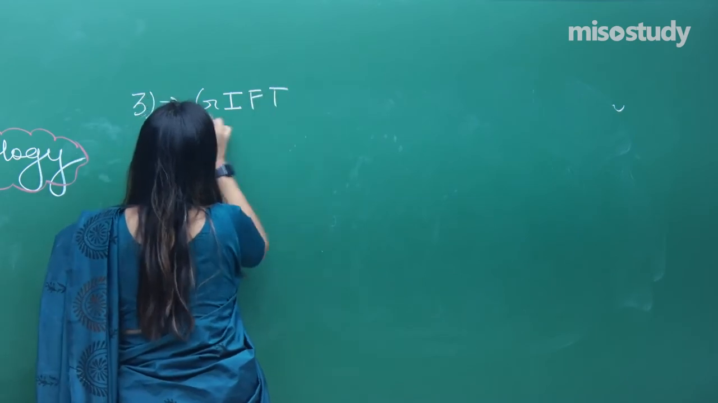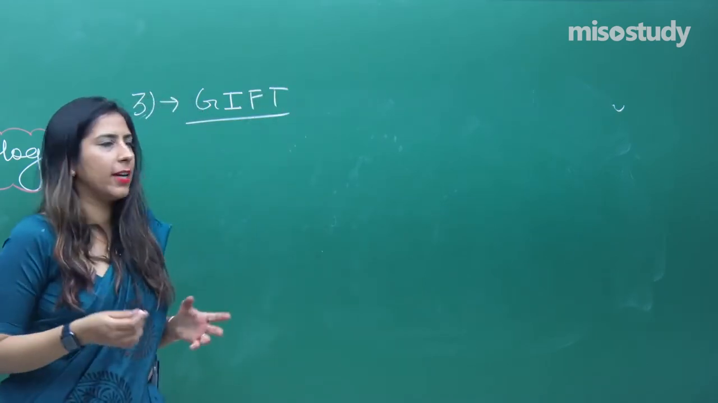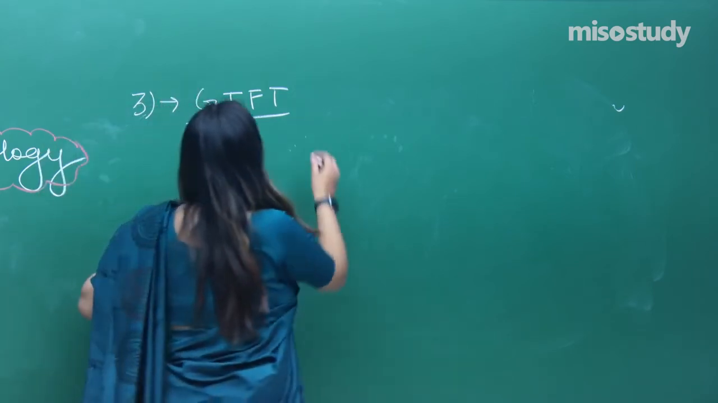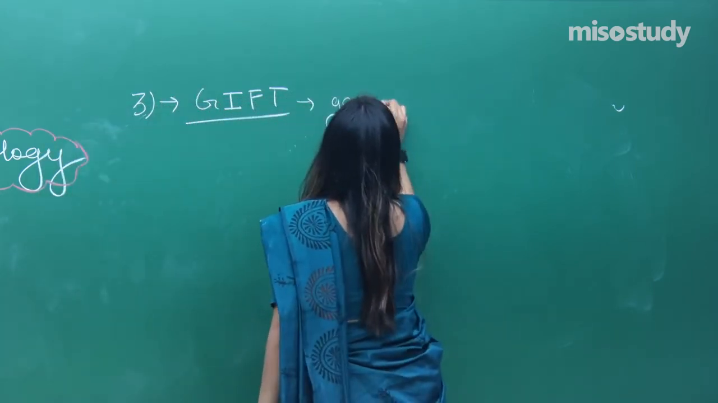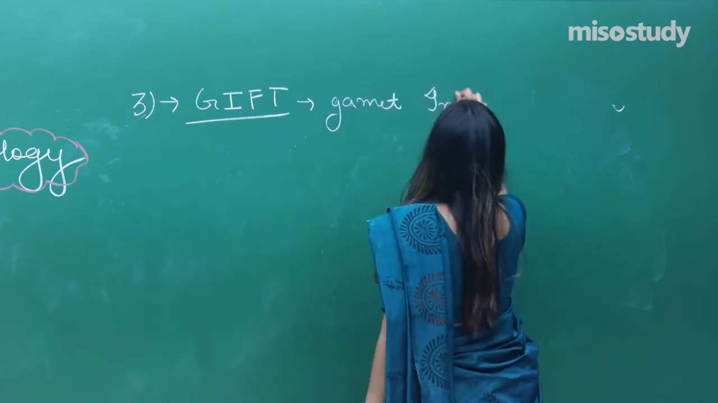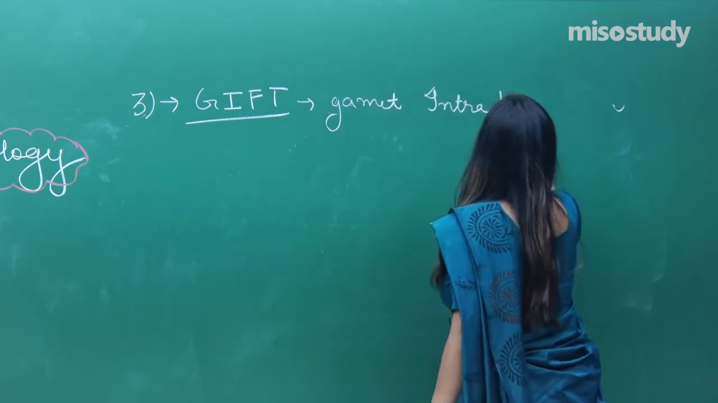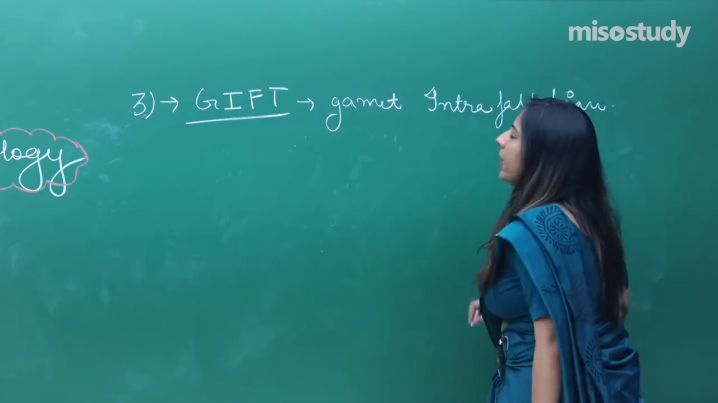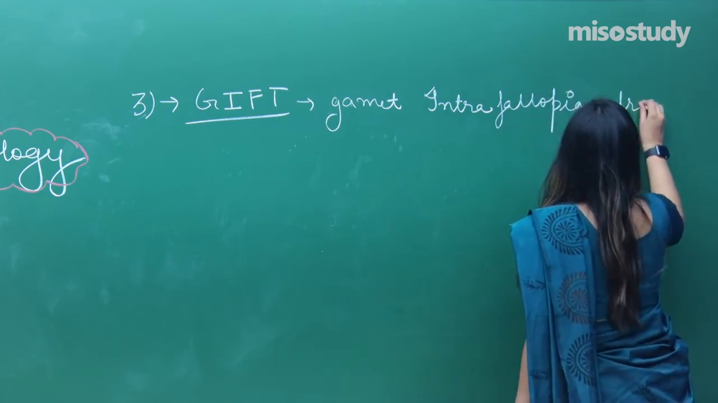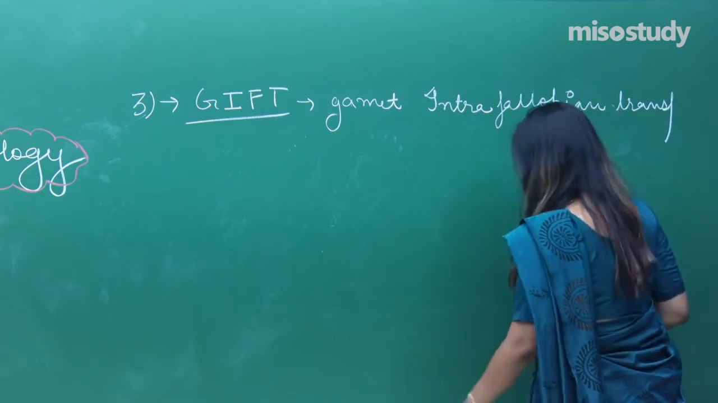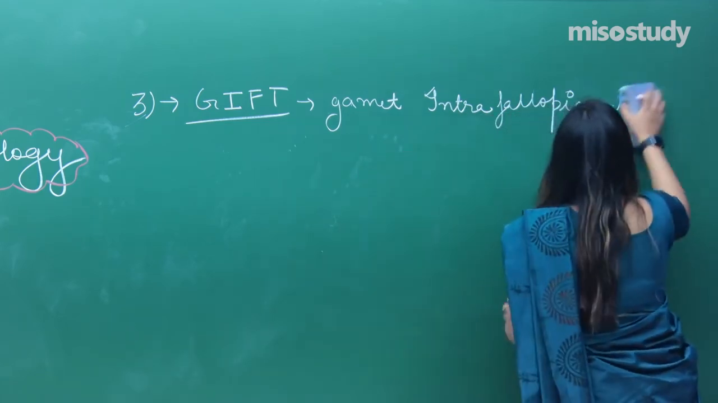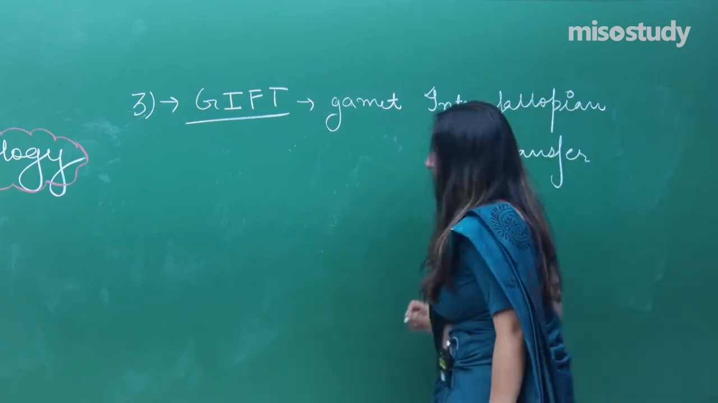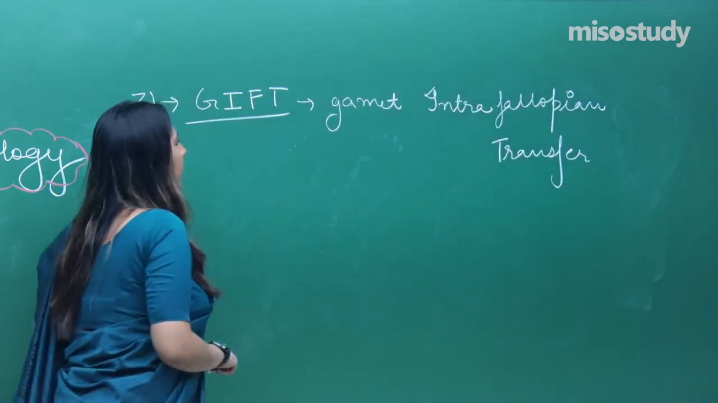GIFT. Gift is given, right? So you can consider it as G means gamete, intrafallopian transfer. As the name indicates, GIFT, that is a gamete intrafallopian transfer.